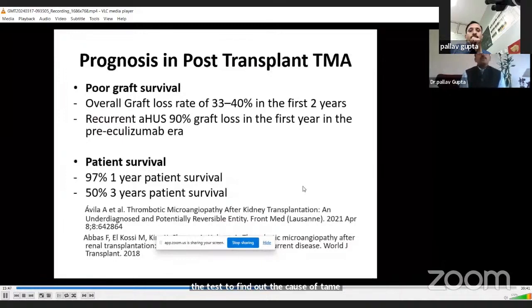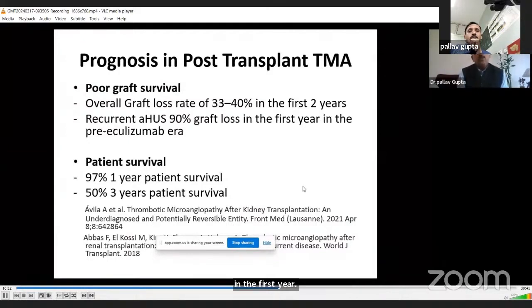So what is the prognosis in post-transplant TMA? This TMA is associated with poor graft survival. It has been shown by studies that there is an overall graft loss rate of about 33 to 40% in the first 2 years. In recurrent atypical HUS, 90% graft loss is seen in the first year in the pre-eculizumab era.